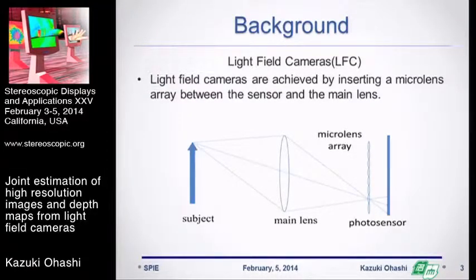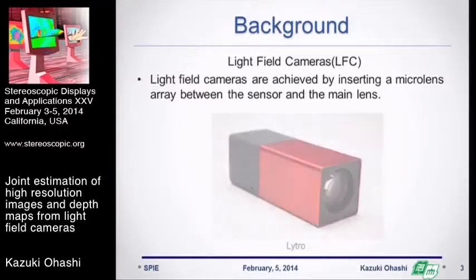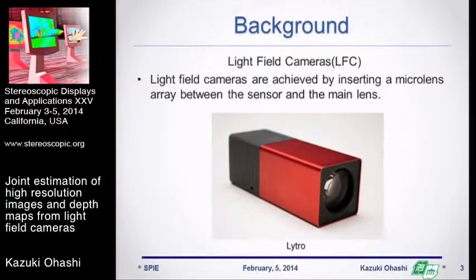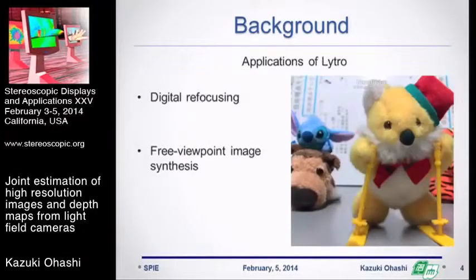Then let me mention what light field cameras are. Light field cameras are attracting much attention as tools for acquiring 3D information of a scene through a single camera. In a light field camera, a microlens array is inserted between the sensor and the main lens. This structure enables some applications. Some light field cameras are commercially available, such as Lytro. The applications of Lytro are digital refocusing and free viewpoint image synthesis. Let me show these applications.